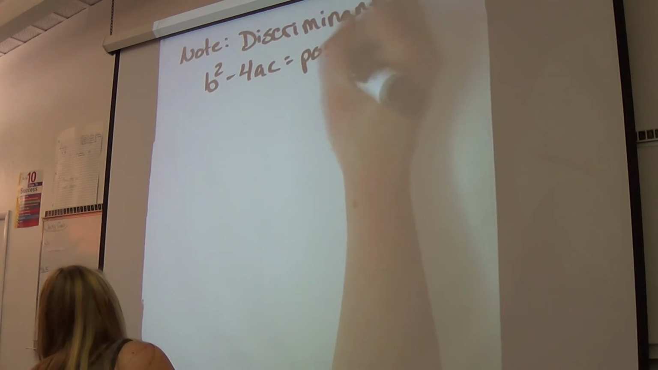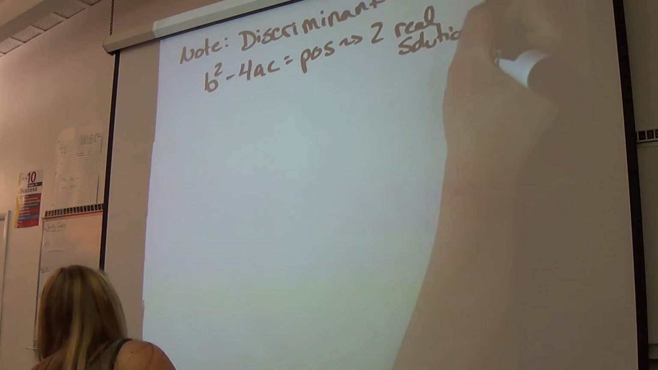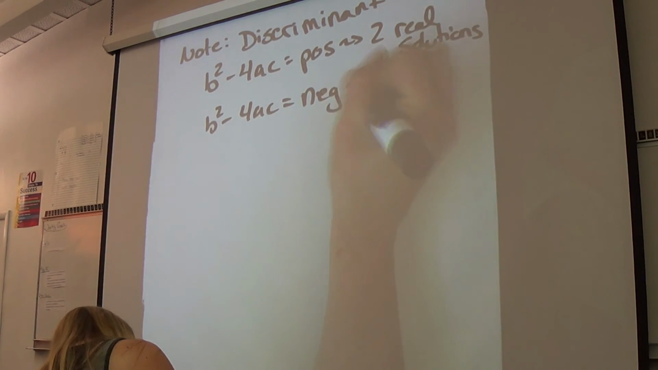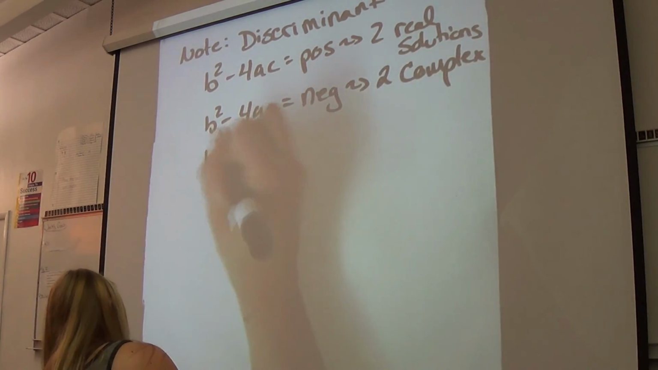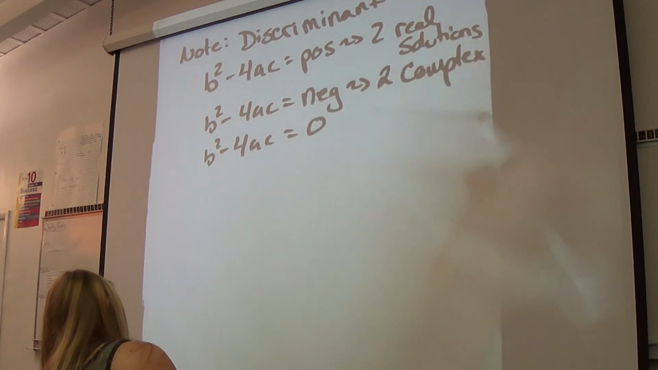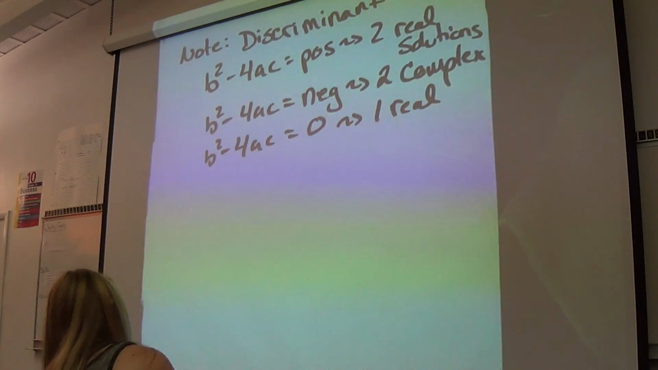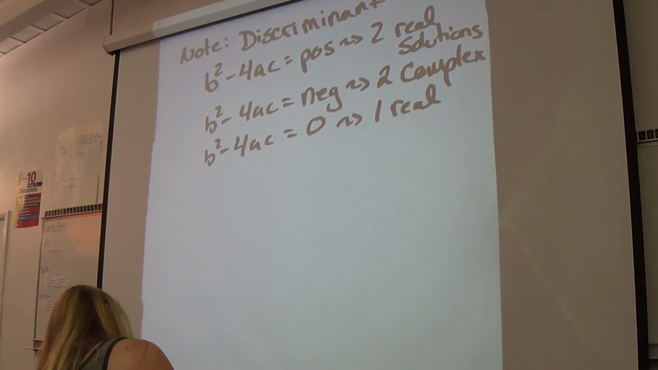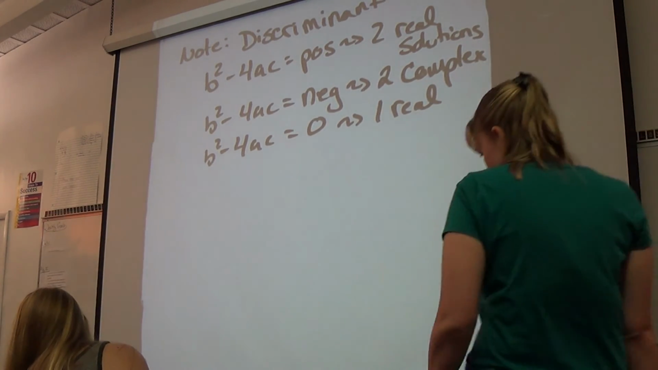If that is a positive number, then you get 2 real solutions. If that is a negative number, then you get 2 complex solutions. And if that is equal to 0, you get 1 real solution. So like I said, it's common that at this point they start to ask you questions related to those facts. Okay? Make sense? All right.